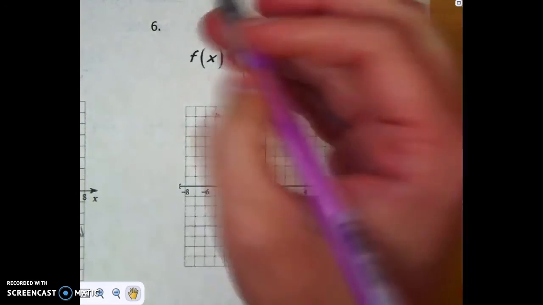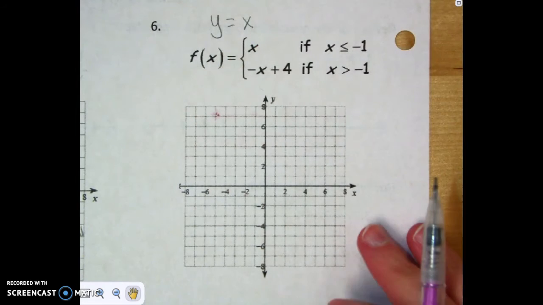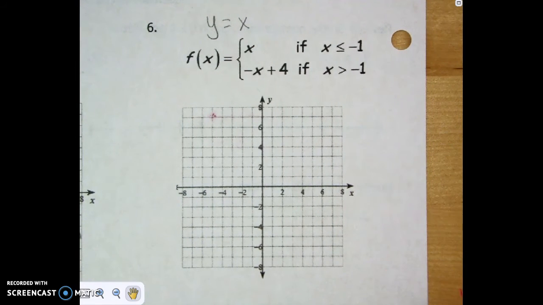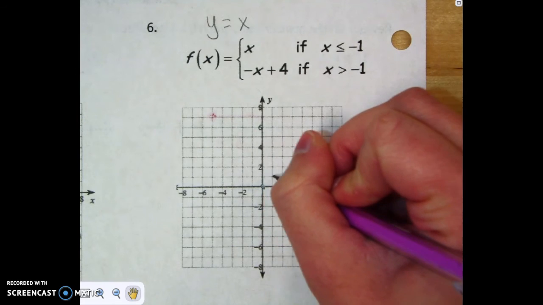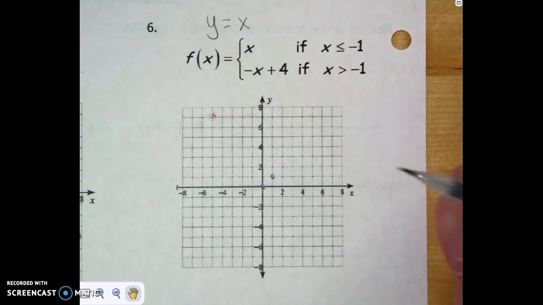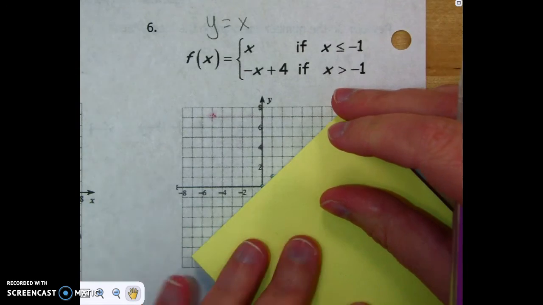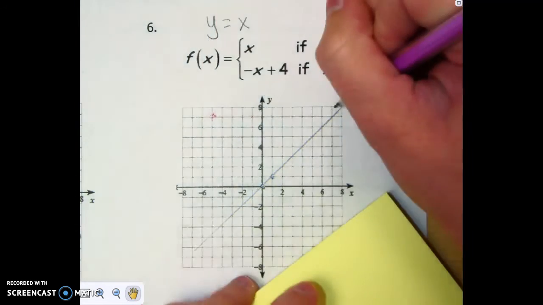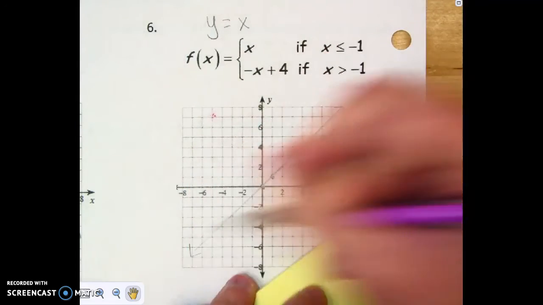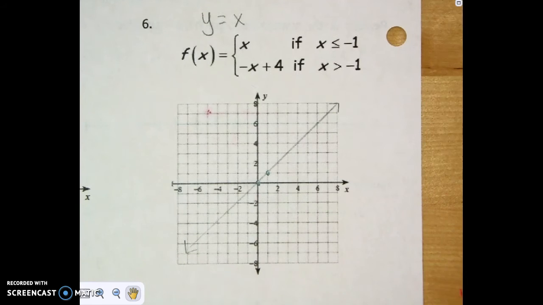So this is the same thing as saying y equals x. Do you know how to graph that? 0, up 1. Yep. Your y-intercept is 0, and you go up 1 over 1. Is that showing up okay? Okay.